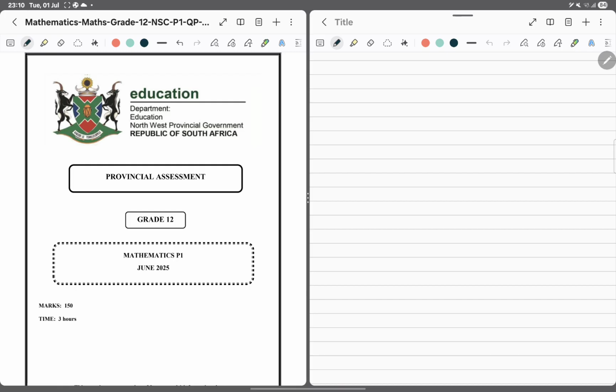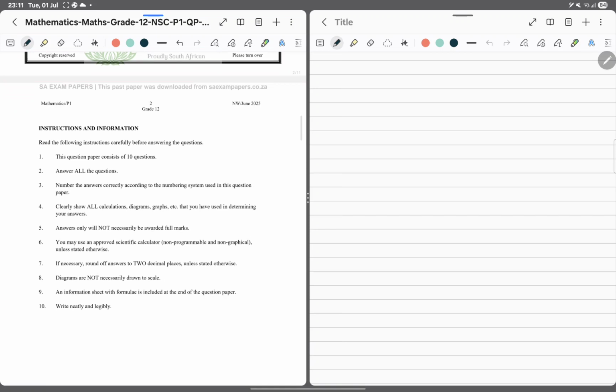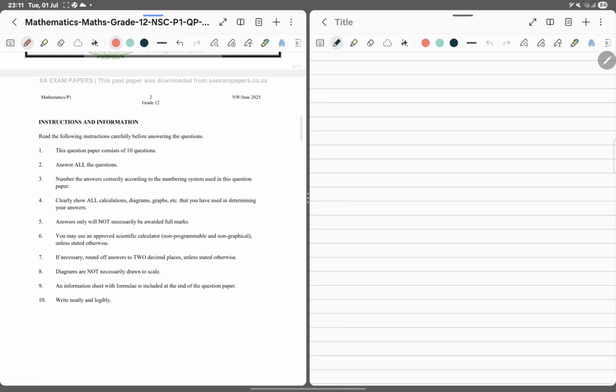Let us have a look at this question paper and use it as our way of sliding back into revision mode so that by the time the trials come, we are in good shape. So we're going to look at this Northwest question paper from June 2025 and try to find some strategies and, of course, highlight certain issues that are of importance in Paper 1.